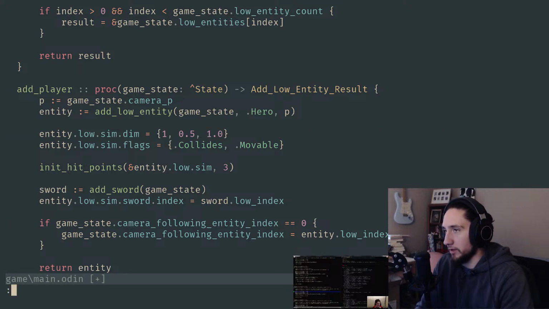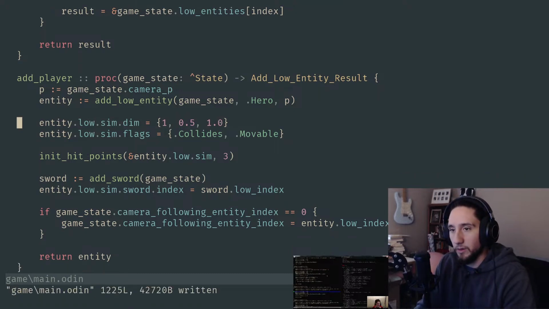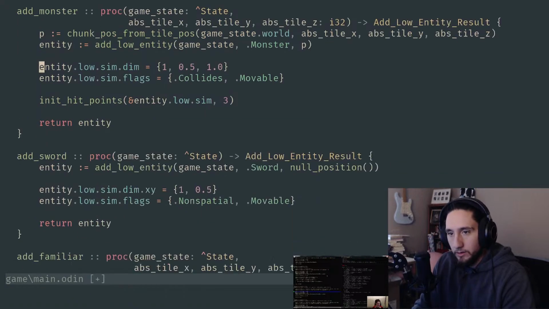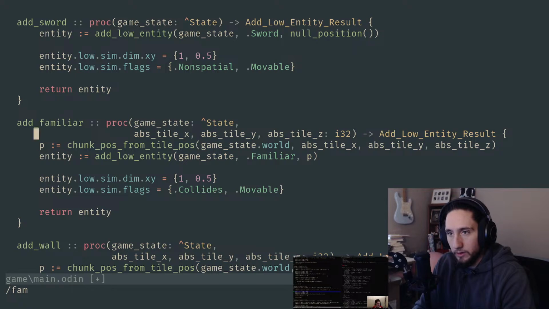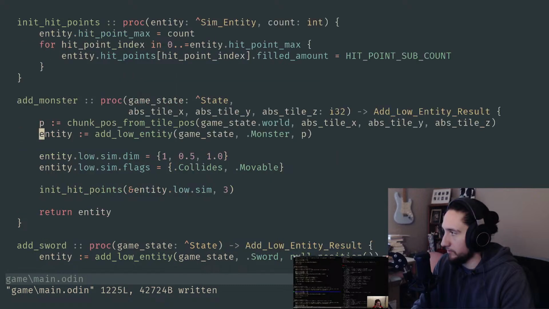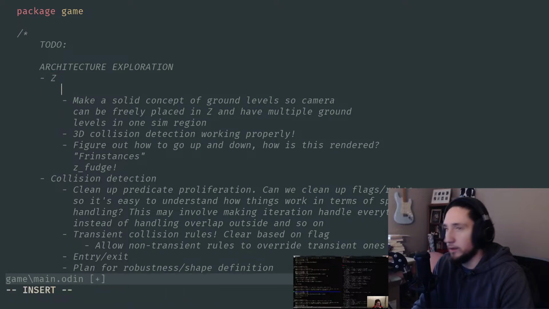And it looks like we're just setting the Z on the player and the monster. And I would guess the familiar as well to all be 1. So we'll just do that for each of those. And then up at the top here, we can add that to do. Go through and define how tall everything should be.